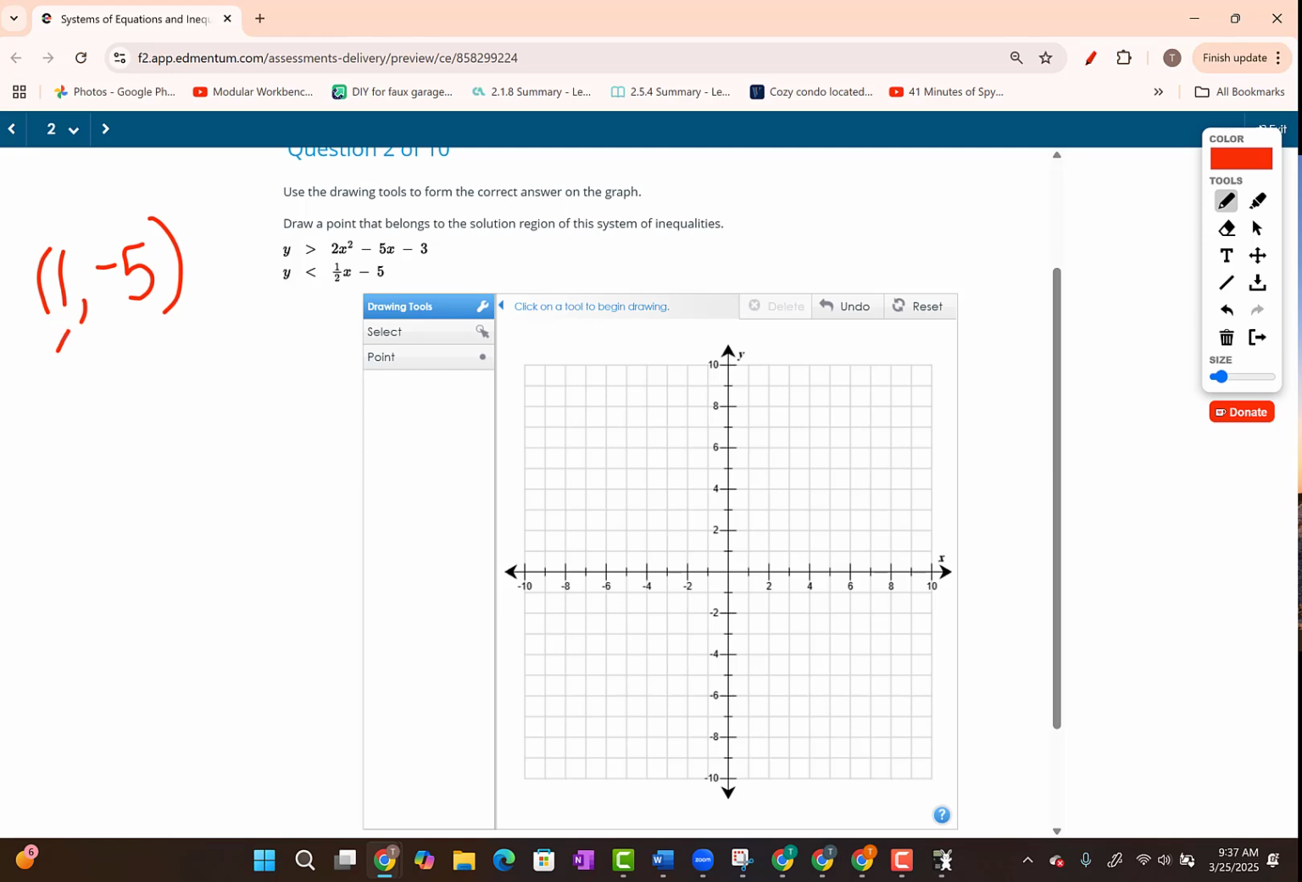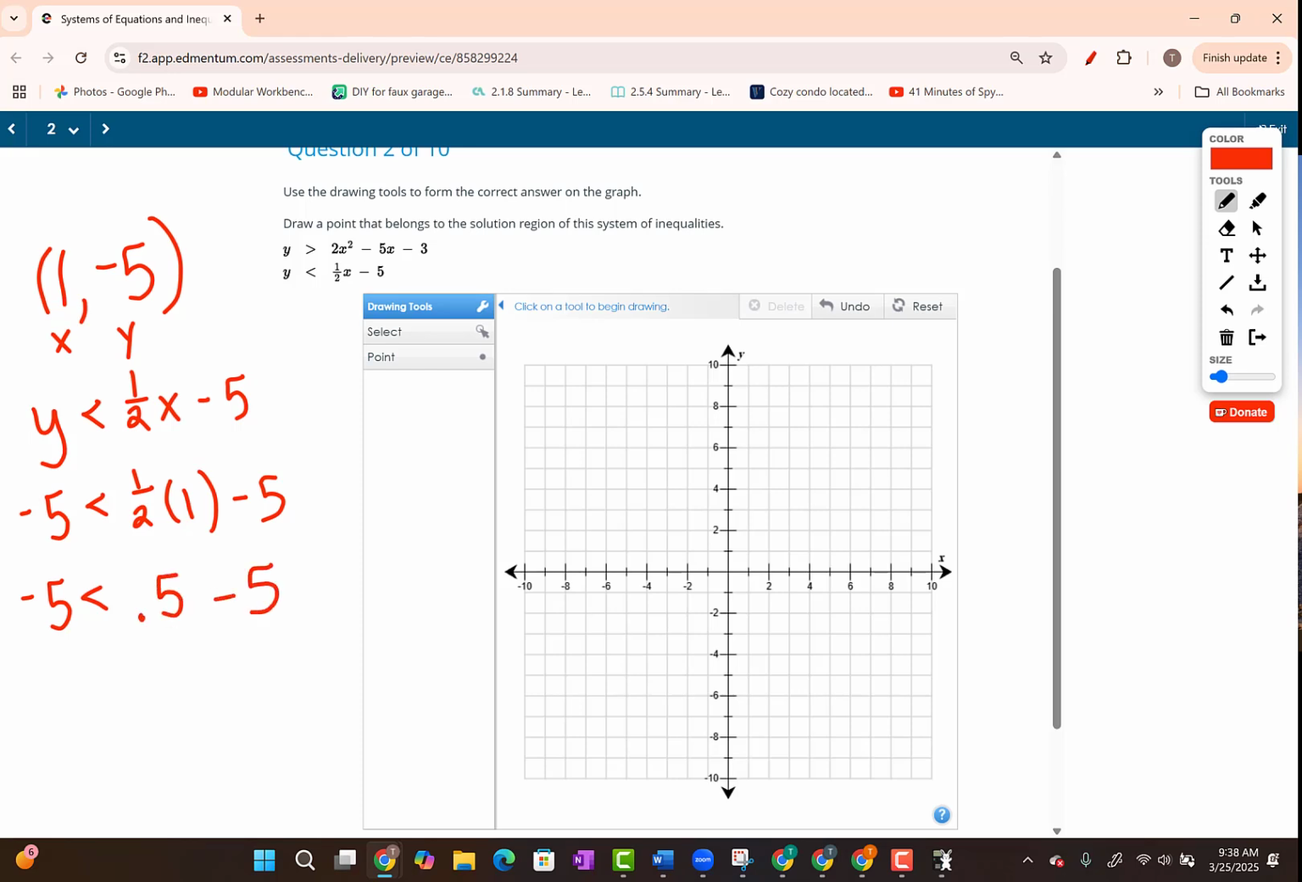I'm going to substitute it into the bottom inequality first, just because it's easier. So I'm going to replace y with -5 and x with +1. 1/2 times 1 is 0.5. 0.5 minus 5 is -4.5. So then the question: is -5 less than -4.5? Yes.